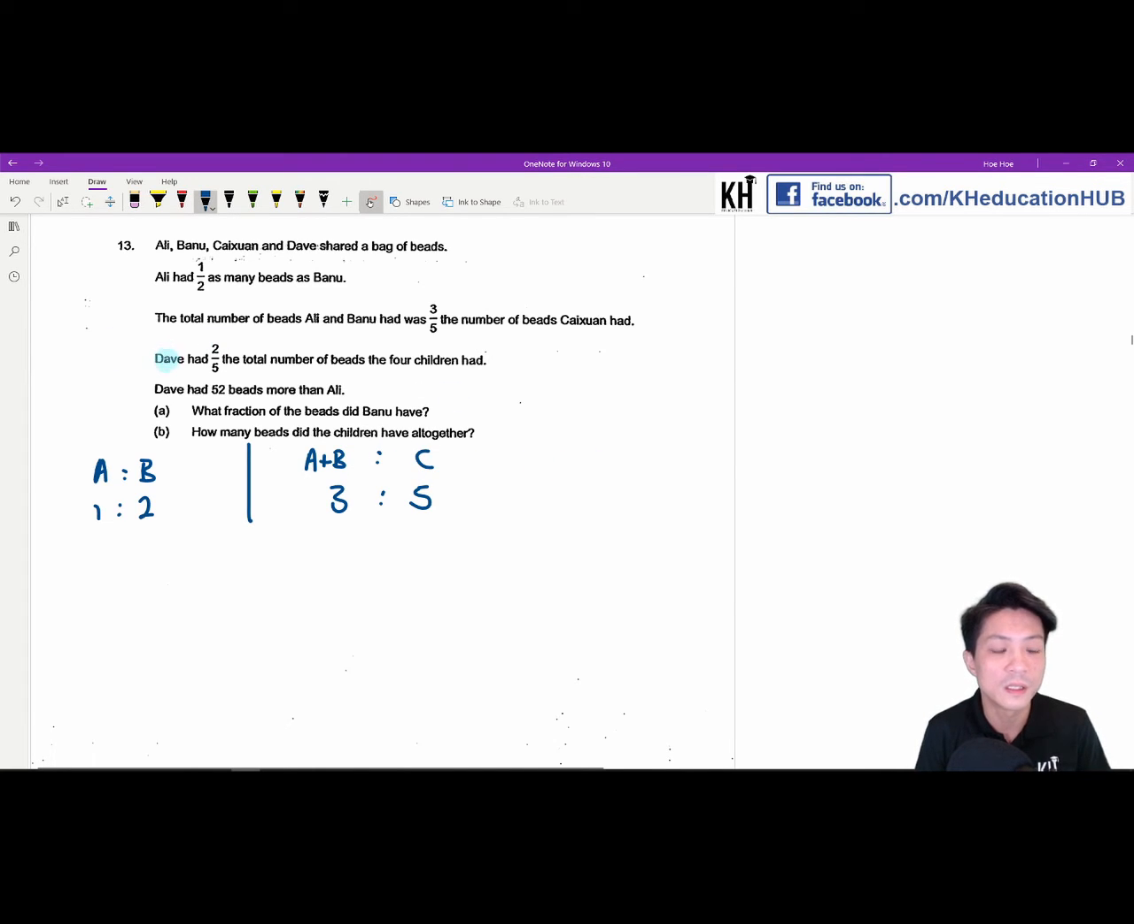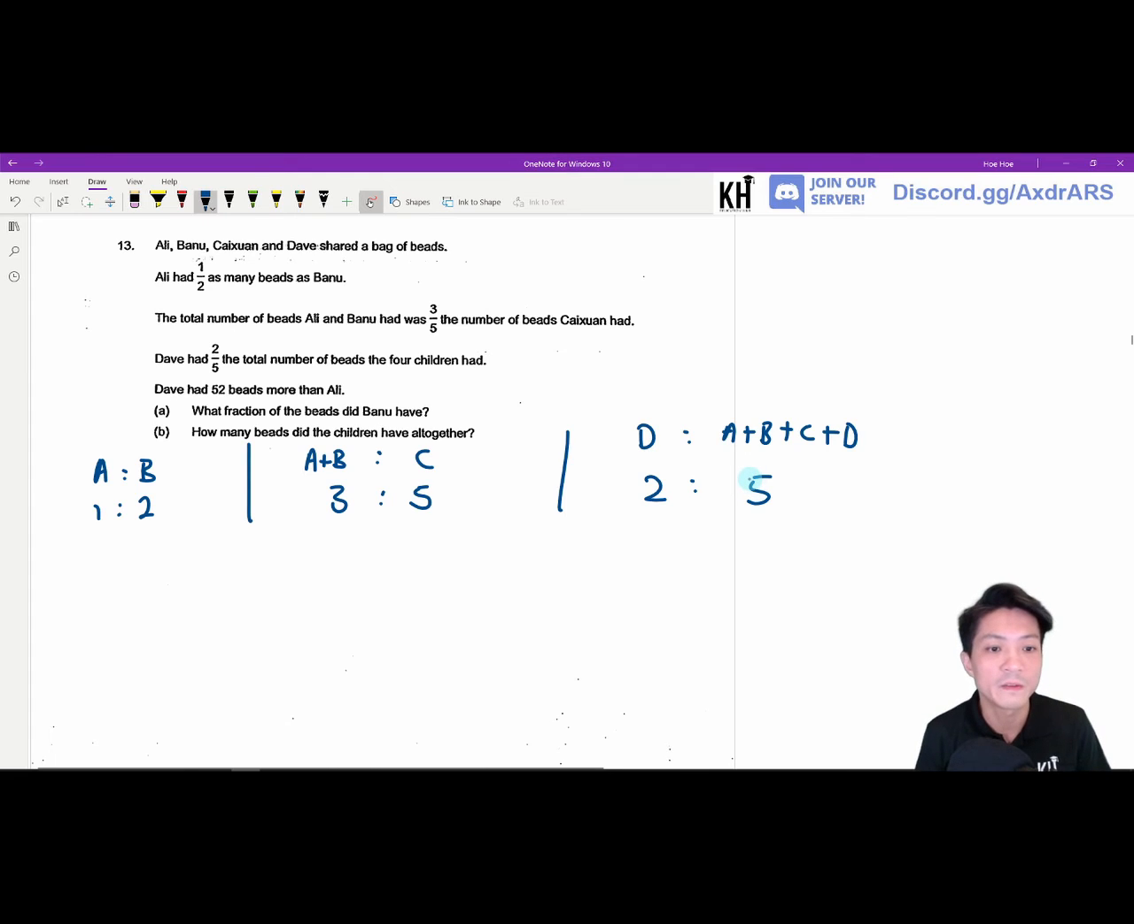Okay, the next thing is Dave had 2/5 the total number of beads the 4 children had. So Dave is to the total number of beads the 4 children had, which means D is to A plus B plus C plus D is 2 is to 5. So this piece of info over here is probably what we need to use to solve for the exact number, but let's go into part A first.